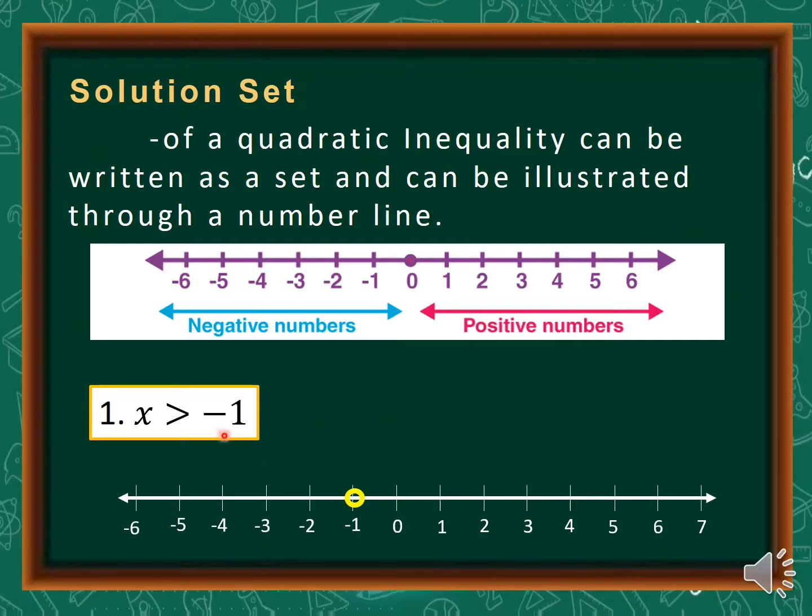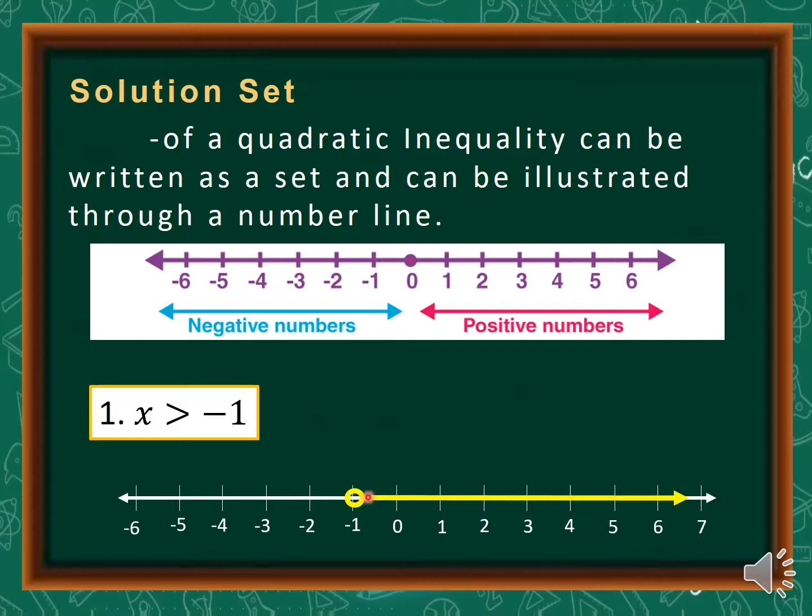So which values are greater than negative 1? Very good. We have 0, 1, 2, 3, 4, 5, 6, 7, 8, 9, 10, and so on and so forth. Therefore, how are we going to illustrate it? We will draw an arrow line and shade it. You may use another color of pen or crayon in shading your number line to show that this is the solution set. This is the solution set illustrated in a number line.